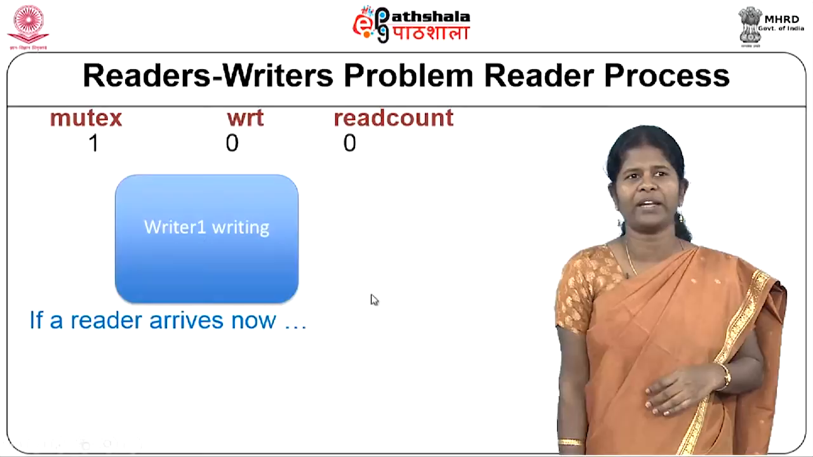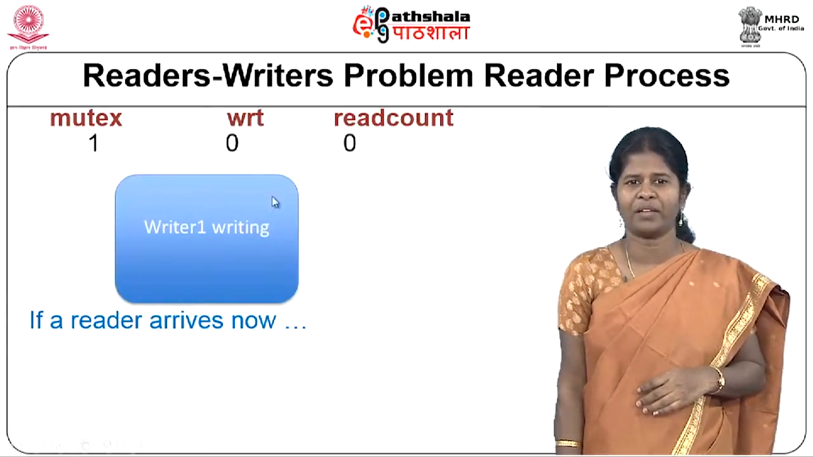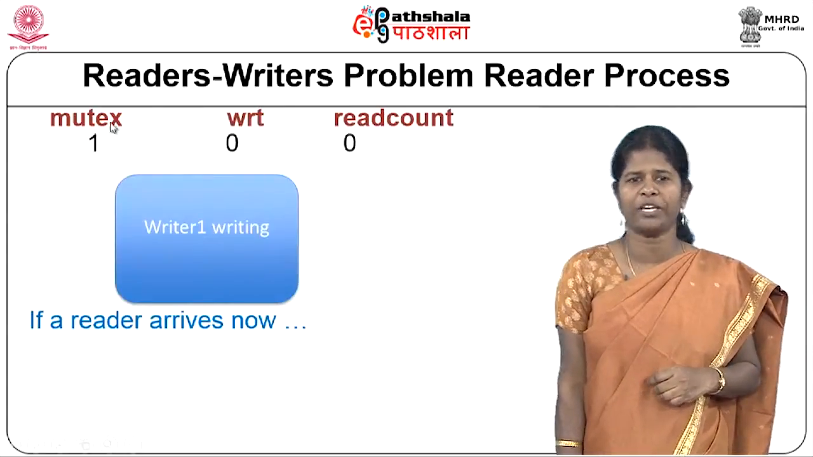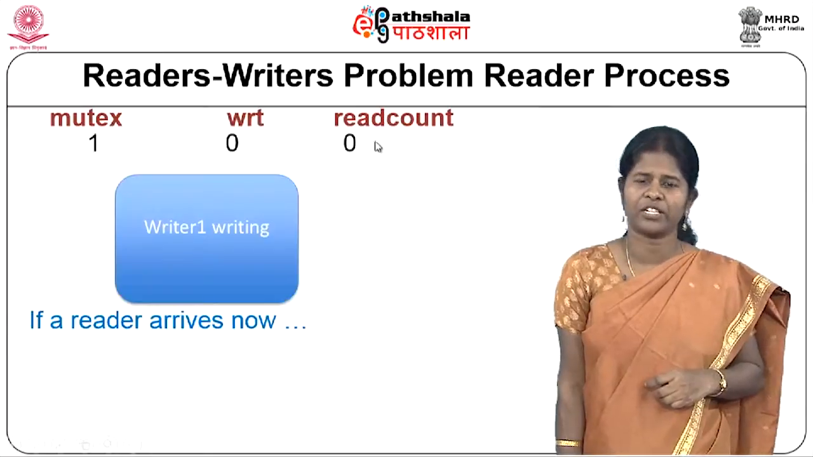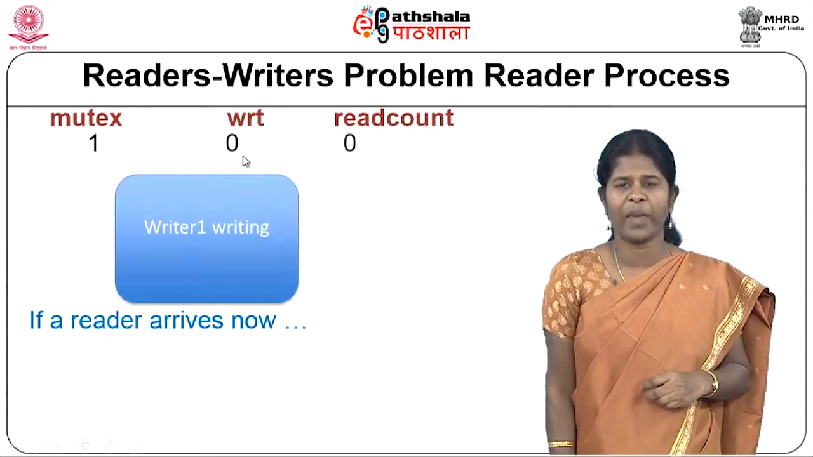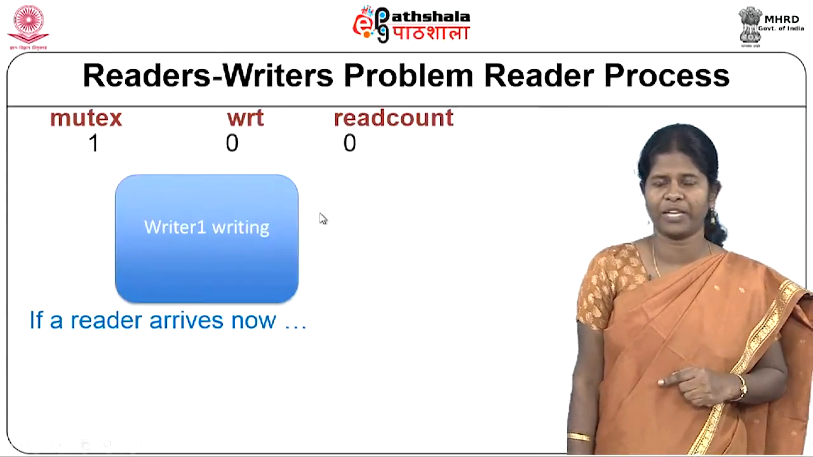So if now a reader arrives, what do you think will happen? Now a reader arrives, a writer is writing. Now what happens? It will decrement mutex, it will change the value of read count, increment the read count, but it will execute wait on WRT because it is the first reader who is arriving, read count will be equal to 1.